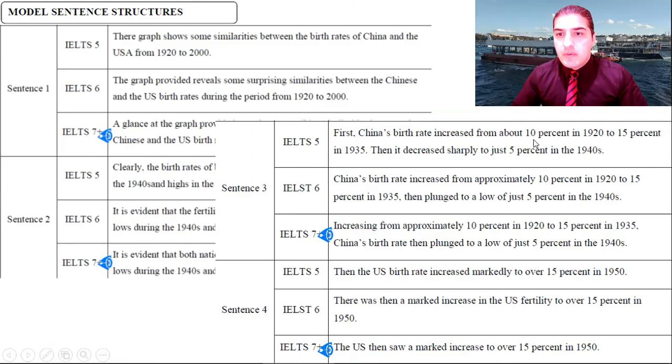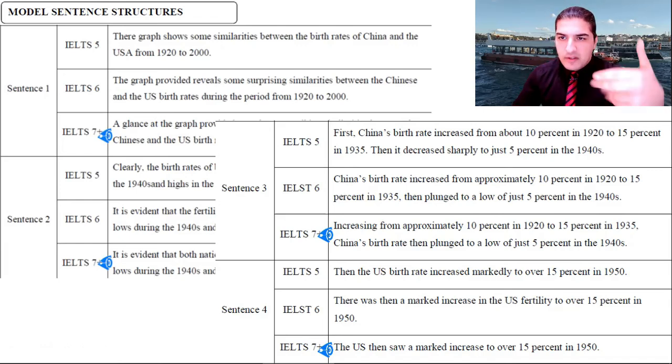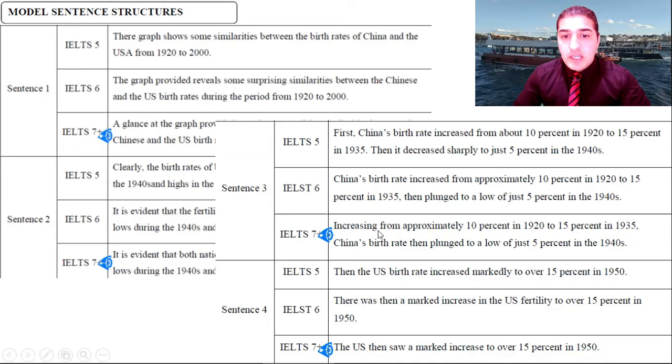First, China's birth rate increased from about 10% in 1920s to 15% in 1935. Then it decreased sharply to just a 5% in the 1940s. Okay, let's upgrade it. China's birth rate increased from approximately 10% in 1920 to 15% in 1935. Then plunged down to a low of just 5% in the 1940s. Plunged. That's good. Plunge down, plunge up. That's a good word. We will cover the vocabulary as well. So increasing from approximately 10% in the 1920 to 15% in 1935, China's birth rate then plunged down to a low of just 5% in 1940s.